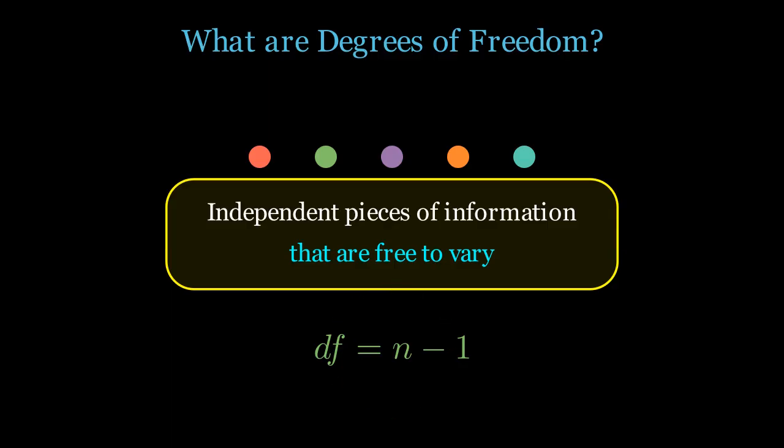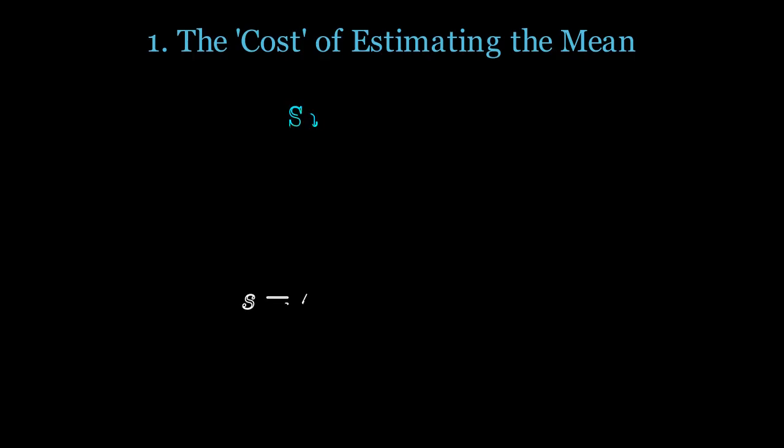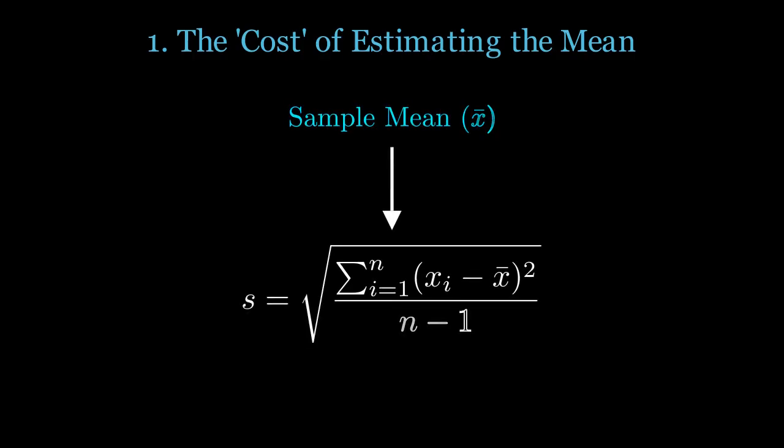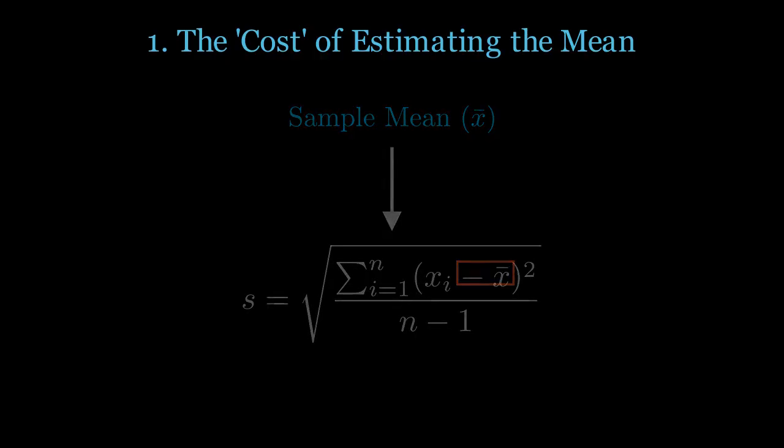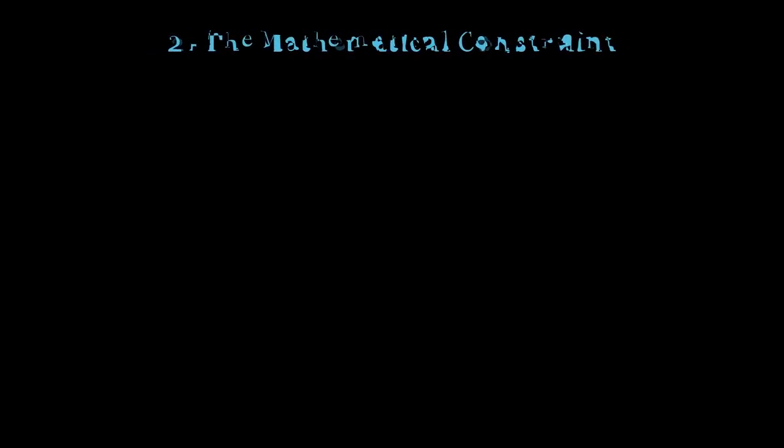Let's talk about the cost of estimating the mean. To calculate the standard deviation or variance, we first need to know where the center of the data is. Since we rarely know the true population mean, mu, we are forced to use the sample mean, denoted as x bar. The moment you calculate x bar and place it into your standard deviation formula, you have just put the final piece of a mathematical puzzle into place. By using the sample mean to find the spread, you have inherently paid a price. You have introduced a mathematical restriction to your dataset.